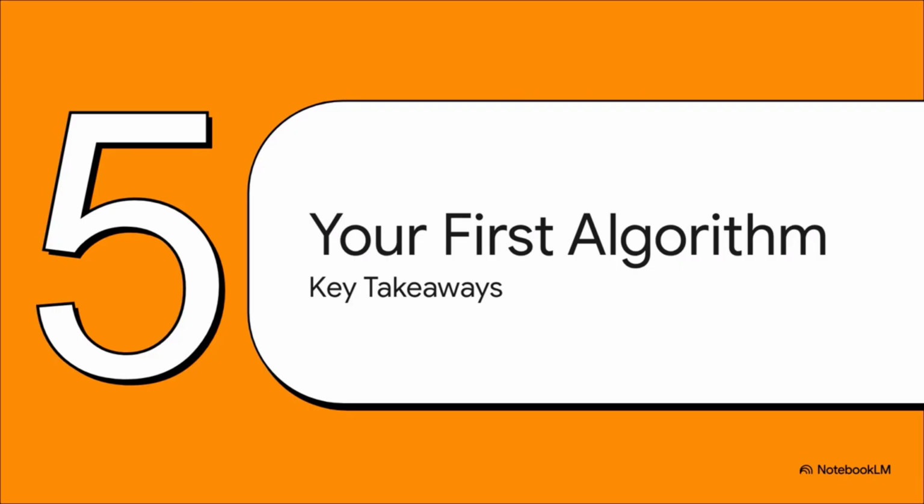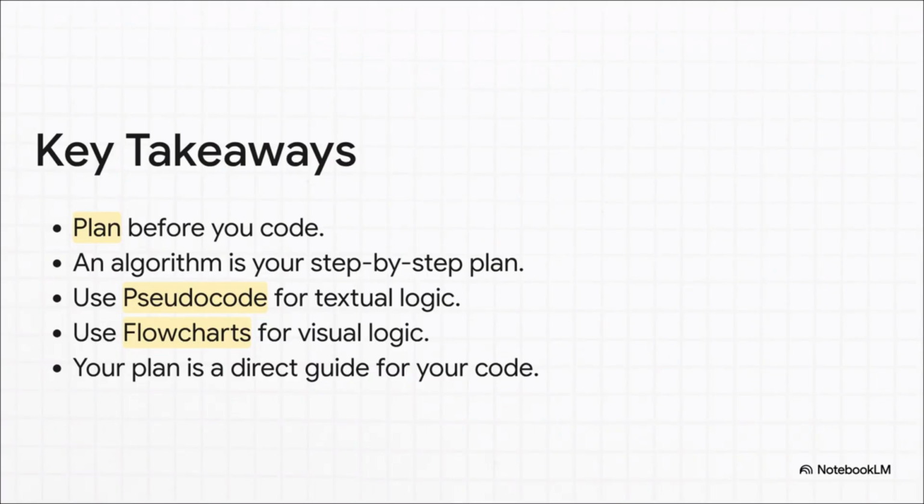So there you have it. That's the why and the how of algorithm design. It really all boils down to one thing. Make a clear plan before you start coding. And now you know you've got two fantastic tools in your toolbox to do it. All right, let's just do a quick recap. The number one rule, always plan before you code.